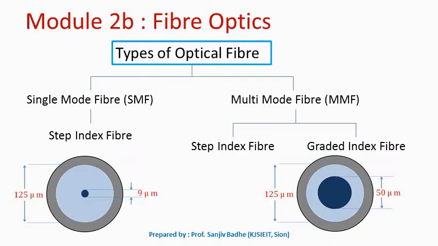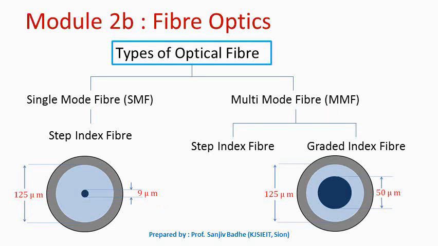Based on the number of modes of propagation, there are two types of optical fiber, single mode fiber and multi-mode fiber. In single mode fiber, only one mode is available. That means only one light ray can travel at a time. Single mode optical fiber is only of a step index type, and the number of modes is directly proportional to the diameter of the core. So the diameter of the core is very small here, that is of the order of 9 micrometers.